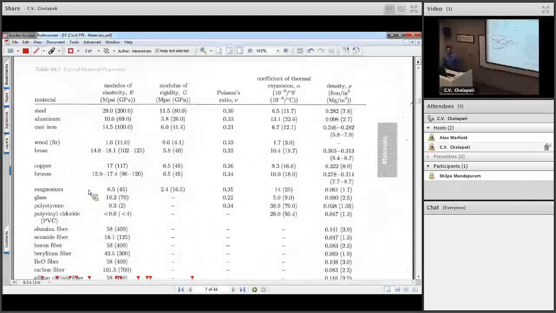Any question about capacitors before we proceed? Everyone is good? And the next part is resistivity.